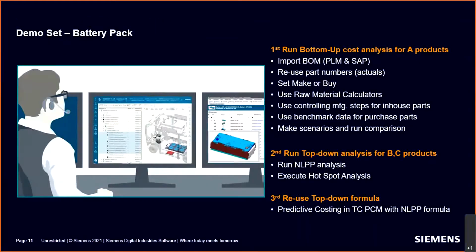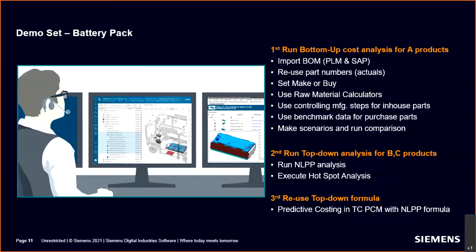So basically, what I will run is three quick demonstrations for this first part. One is to run the bottom-up cost analysis for the A parts. I will use a battery pack that we have for this demonstration purpose today, and we will import the BOM. I don't mind if this BOM comes from an Excel, from a PLM, from SAP, from any PLM or any ERP. We can reuse the part numbers. We will set make or buy, we will use the raw material, we will create the process cost, and then we will make scenarios and comparisons. And then what about the B and C parts? We will run the NLPP analysis and then reuse the top-down formula back in TCPCM for the end loop.